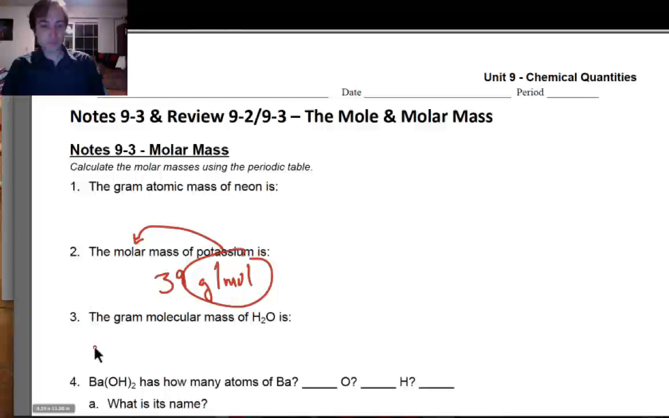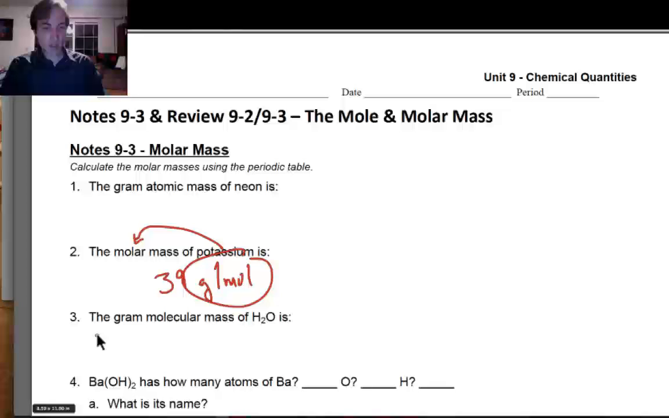Okay, and it's just a way of thinking of it as the mass per mole. That's all molar mass really means. So let's look at this for water then. Water is a compound. Neon and potassium were elements. Now let's look at how we do this for a compound like water.